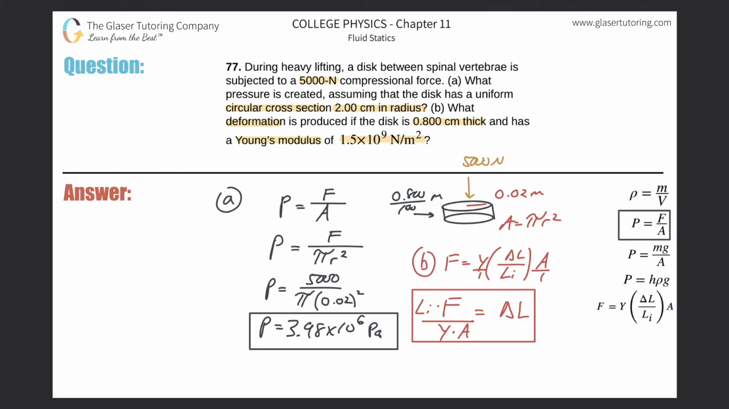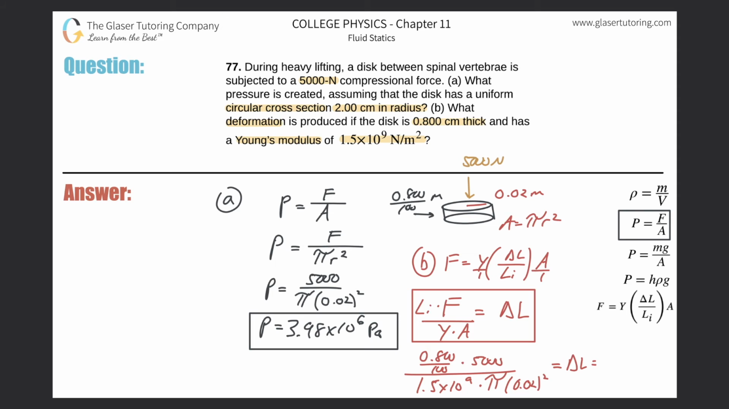And now let's just plug it all in. So here we have 0.800 over 100, multiplied by the force applied, which they told us was 5,000 newtons. And this whole thing is now divided by Young's modulus, which they gave us, 1.5 times 10 to the 9, and that's going to be multiplied by the area. Here's the area that hasn't changed. It's going to be pi times 0.02 squared. And that's going to equal delta L, the deformation.